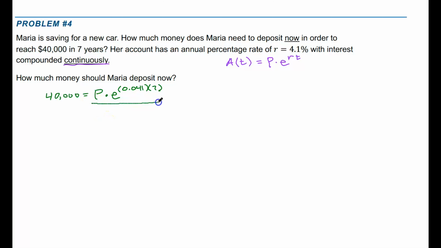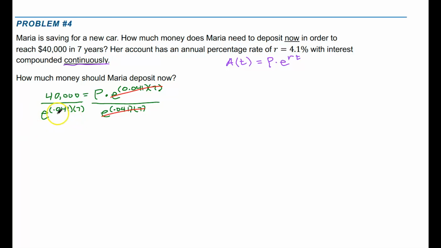So that means we need to divide both sides by that e to the 0.041 times 7 power, and then we'll have what P is. Then we can see that these will divide out. We're left with P on this side.